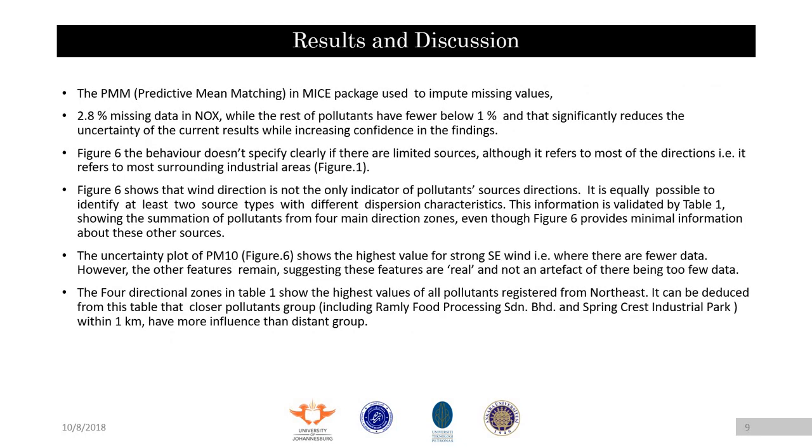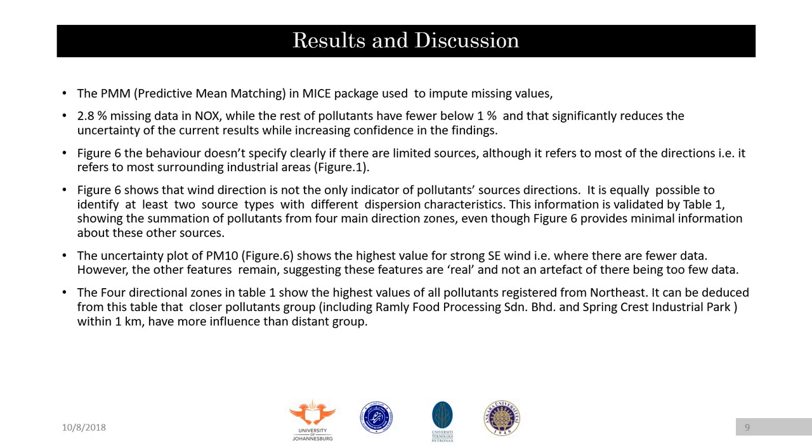The result, actually, after using this 1 year of data, using all the parameters, is that we usually find that PM10 has the highest value. So we use the PMM method from the MICE package to impute the missing data, and we have just 2.8%, almost 3%, missing in the NOx, but the rest of the data is within less than 1%. So we don't have a problem here with the uncertainty, because most of the imputation techniques work very fine with data less than 5%.